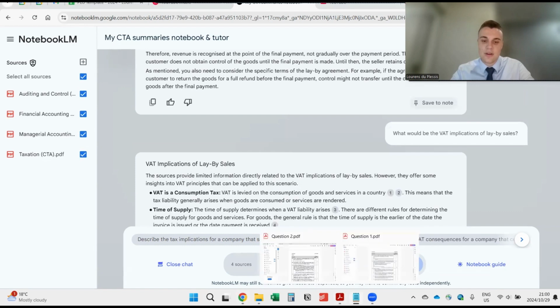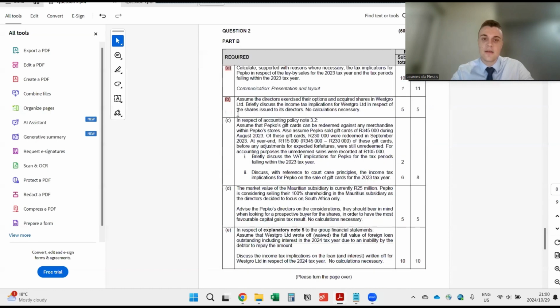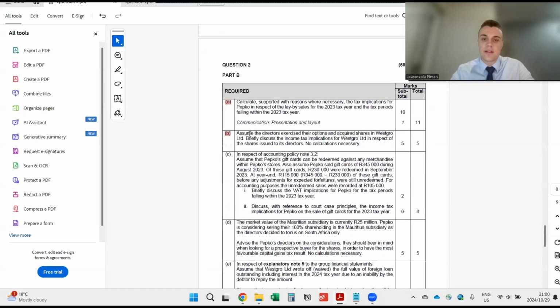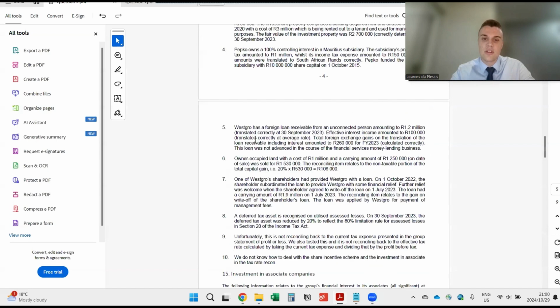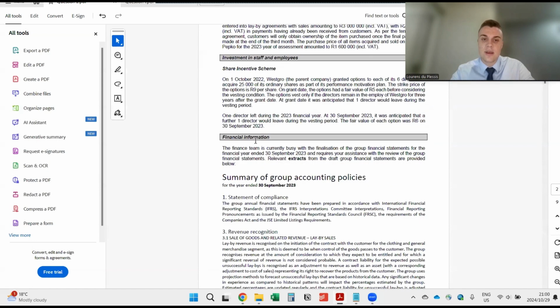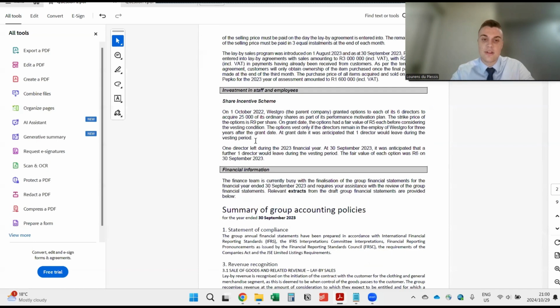So let's take the final tax question. I have it here. Assume the directors exercise their option and acquire shares in Wesco Limited. Briefly discuss the income tax implications for Wesco in respect of the shares issued to its directors. No calculations are necessary. So just to go up to the share part where they mention it.